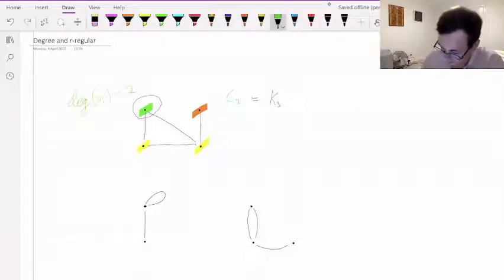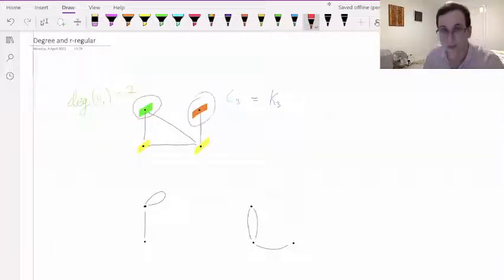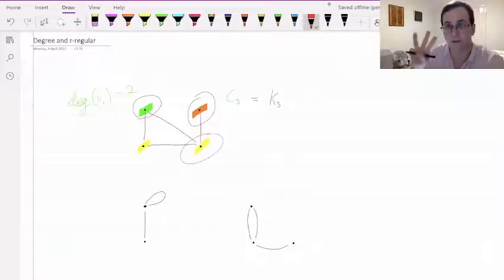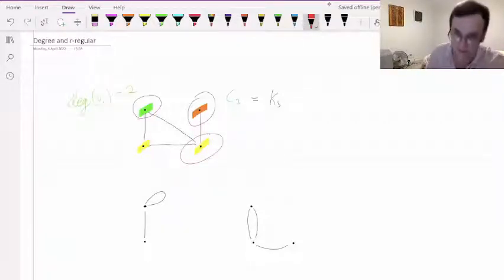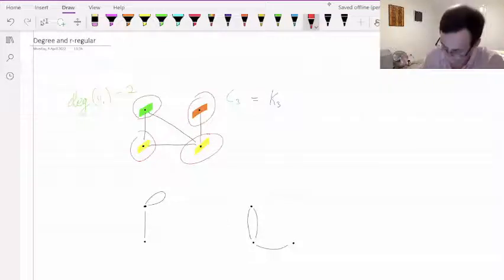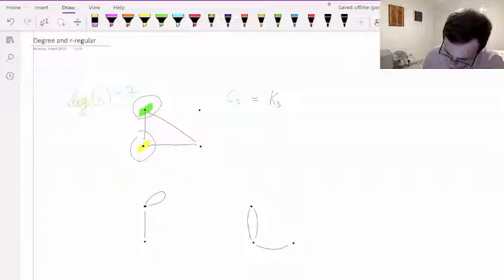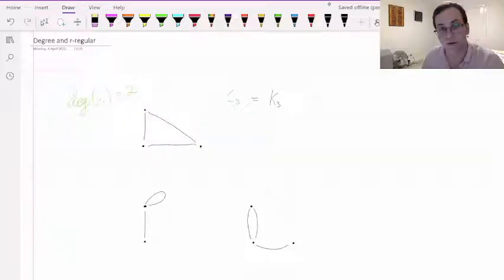And in this example here, our orange vertex, draw the circle again, has degree 1. This vertex down here has degree 3, and this vertex here has degree 2. And if we go back to what I initially started with, where it's K3, we can see that they all, in fact, have degree 2.